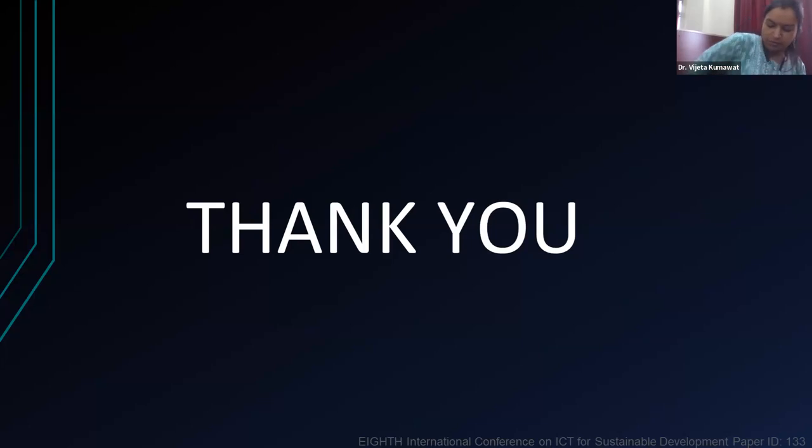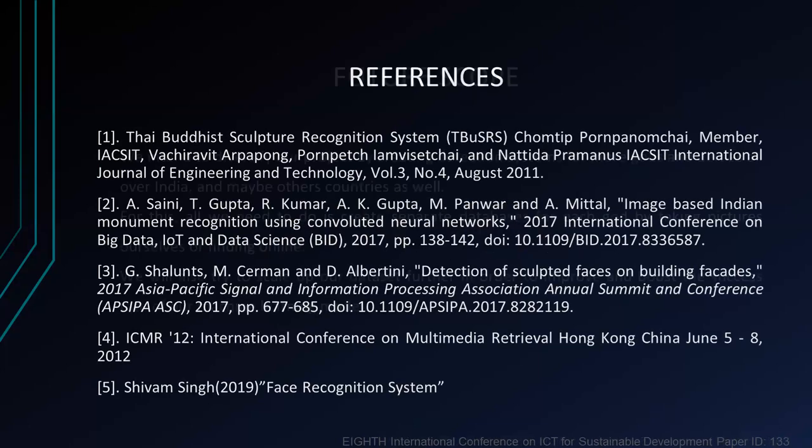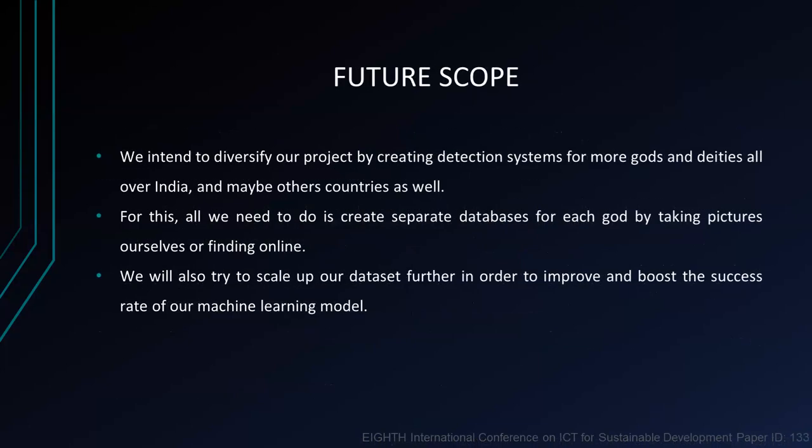What is basically the future scope of this paper? Ma'am, as of now, we are constrained to only these 9 Navagraha gods. In future, we would like to diversify our project into various religions and various gods and cultures also, and also in different countries as well, ma'am. By using the image processing? Yeah, by using the ResNet 50 architecture.